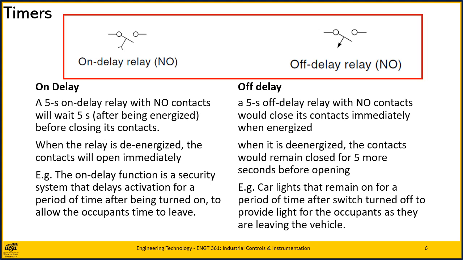Note the symbols used for time delay relays, specifically the arrow types on the arms. Timers have both normally open and normally closed contacts, so you can make or break contacts. The ones shown here are normally open. They are open till energized, then they close.